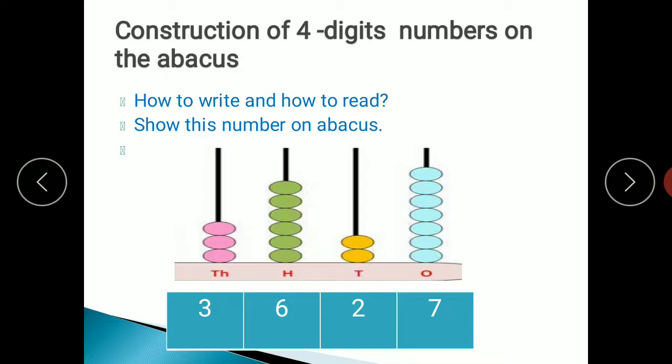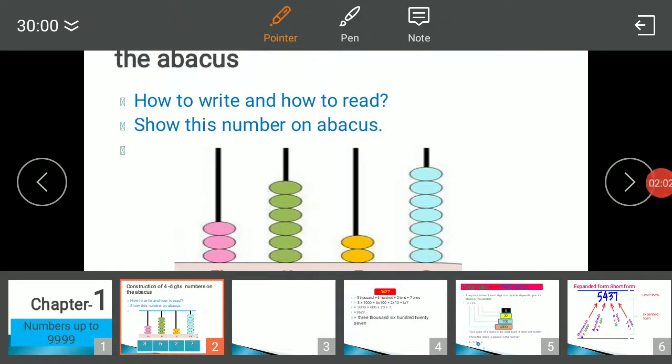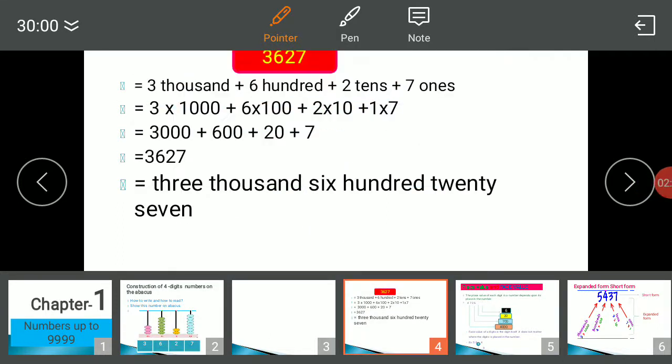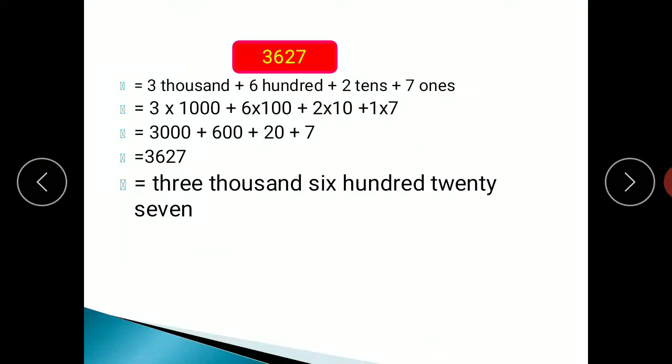How to read? Now let us see students. It will become 3 starting from the 1000 place. The bigger value we are going to read first. So that is 3627. Now let us see, 3 is in the 1000 place plus 600 plus 2 tens plus 7 ones.